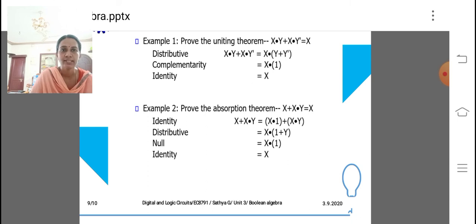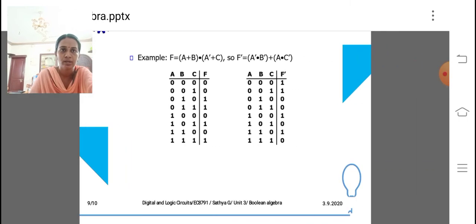Okay, in your second example, x plus x dot y is equal to x. Here also we have to use our properties. Refer to your previous PPT and find the solution for this problem. So this is your assessment work.